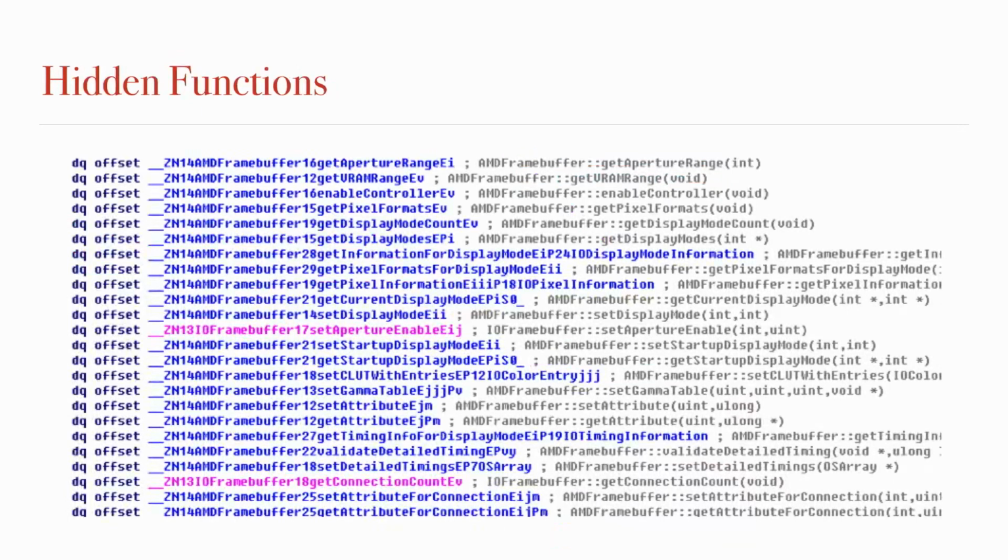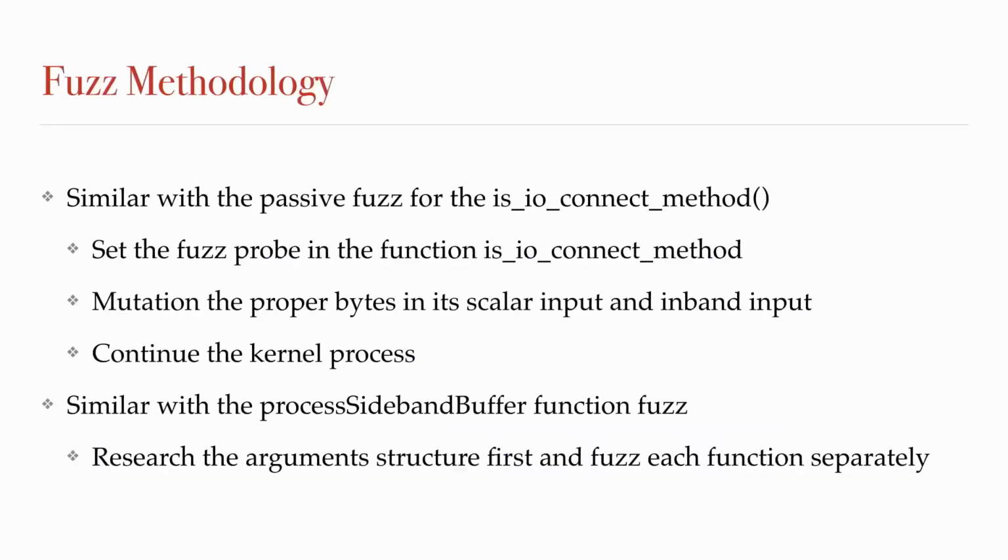Actually, there are lots of this kind of user client. We can simply use our IOServiceOpen function to test them, or reverse the sandbox profile of the WindowServer or Safari process to get this kind of potential targets. This is the first methodology for this kind of interface. We can find them similarly to passive ones, set a probe in the is allowed connect method function, or research the argument data structure first and then fuzz each function separately. You know, the lldb fuzzer does not need a trampoline, so theoretically you can fuzz any interface freely.